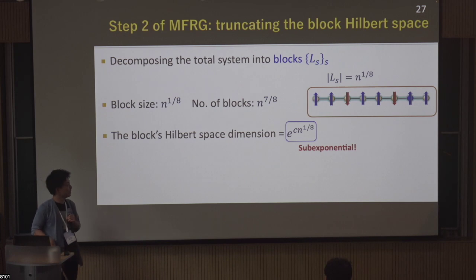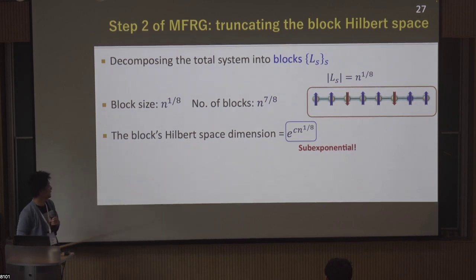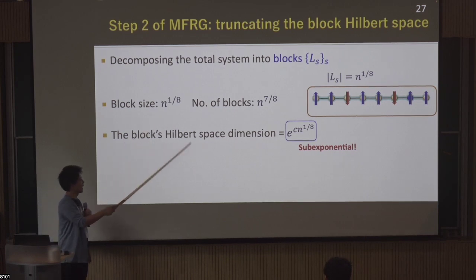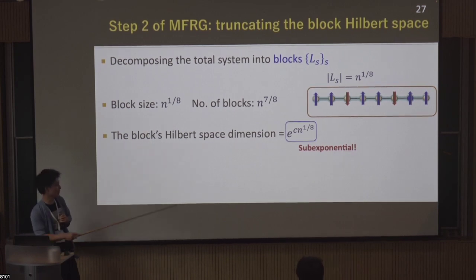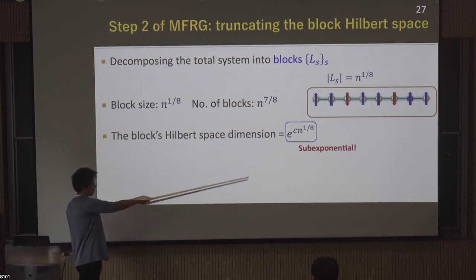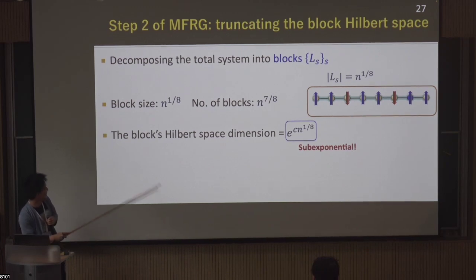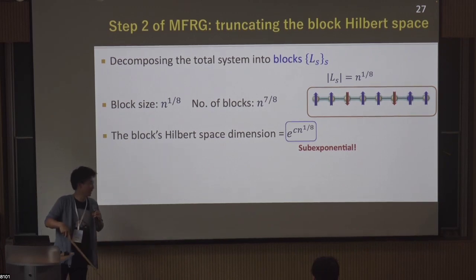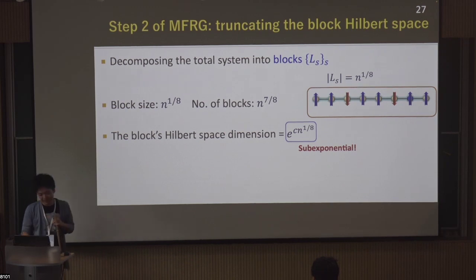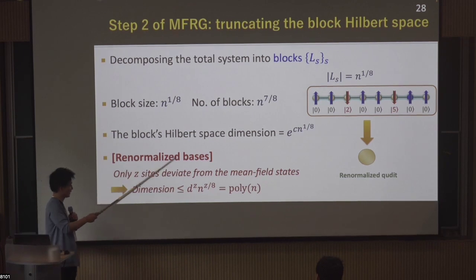We then decompose the total system into many blocks. The block is defined by L_s, and each block size is n to the power 1 over 8. So the number of blocks is n to the power 7 over 8. The block Hilbert space dimension is still sub-exponentially large, like exponential of c times n to the power 1 over 8, so it cannot be treated efficiently. So we truncate the Hilbert space dimension to construct the renormalized basis.